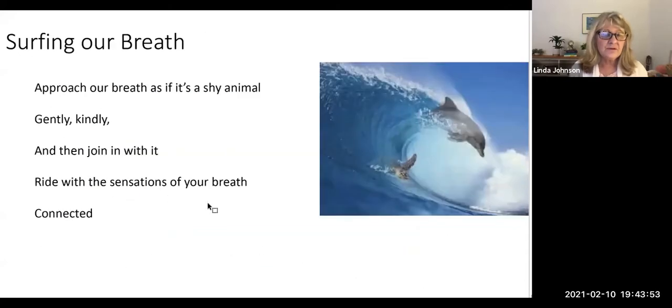And we talked about surfing our breath. I hope that some of you had a good experience with being able to join with your breath, to connect with it and ride with it. Especially, I see a nod of the head, especially by approaching it gently, right? Not making it a forced thing, but gently coaxing, kindly, lovingly, the way you would a shy animal, coaxing your way to being connected to your breath. And then you might start to feel a sense of security breathing with your breath that way.